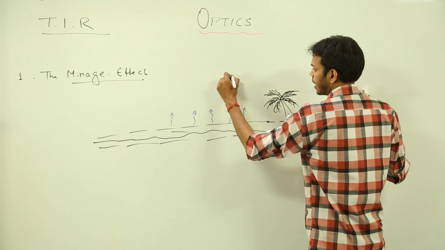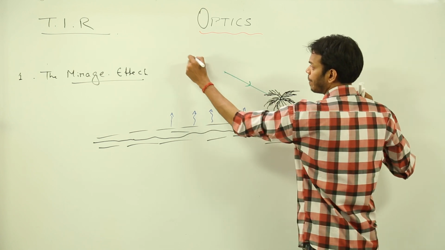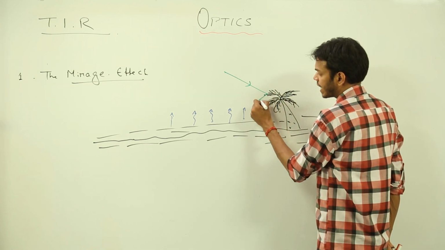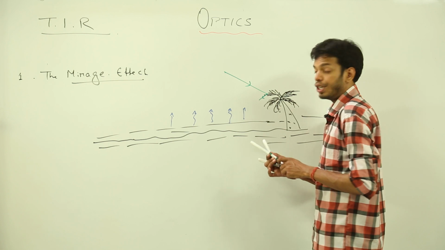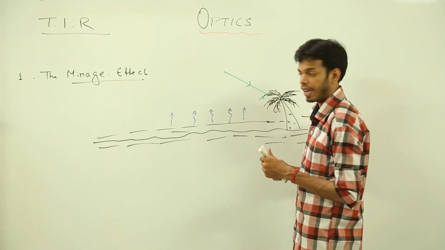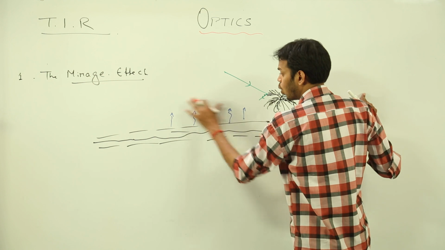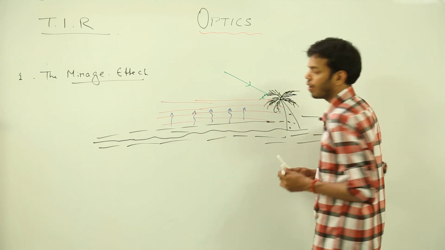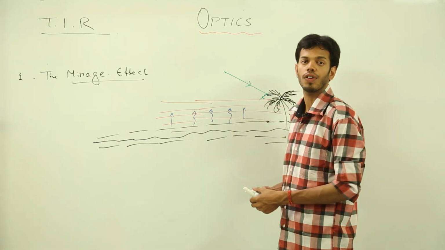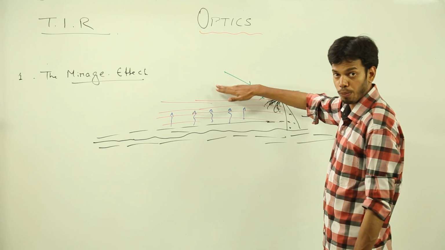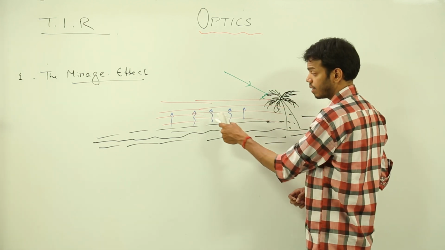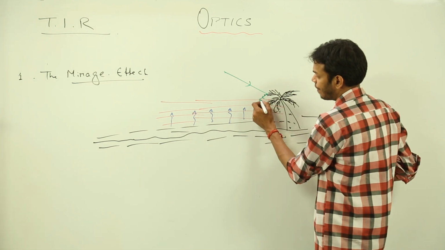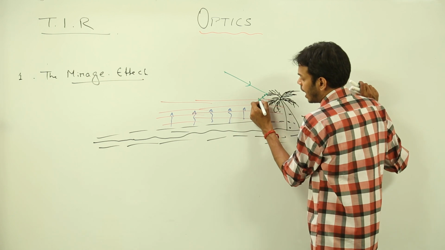So let's talk about this ray. I have a ray which is coming from sunlight, and it is incident on the tree. It is reflected in this direction, but due to this temperature effect, the density changes. This whole region is divided into many small layers of different densities of air. For example, the density of the topmost layer will be maximum, whereas the density of the lowermost layer would be minimum.